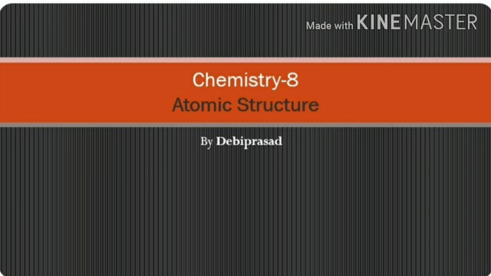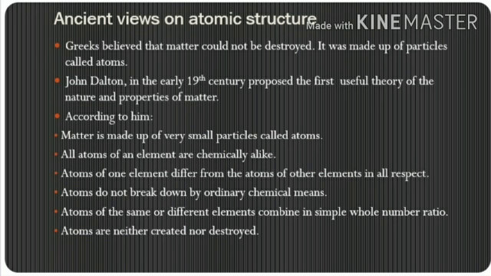Today, I will explain all about the chapter Atomic Structure. Ancient views of atomic structure. As early as 400 BC, the learned Greeks believed that matter could not be destroyed. It was made up of particles called atoms.